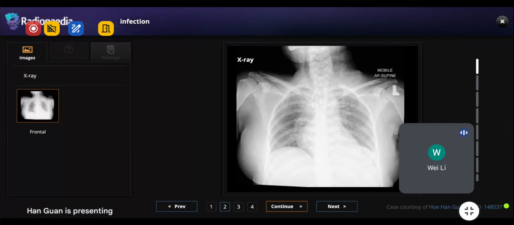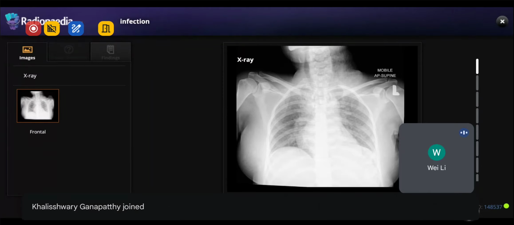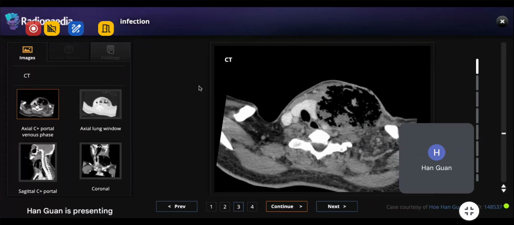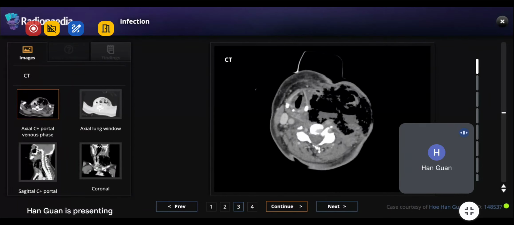In this patient, I would be concerned about deep neck space abscess infection with necrotizing component and mediastinal spread. I would suggest further evaluation with contrasted CT from the neck to the upper thorax. Okay, so you identified the multiple areas of subcutaneous emphysema.